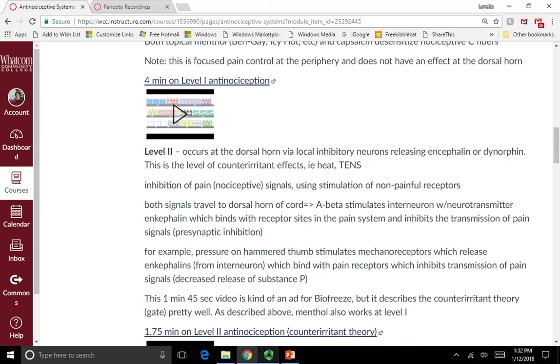Pretty neat, huh? So the pressure on the hammered thumb stimulates mechanoreceptors, those A-betas, which cause the interneuron to release enkephalins, which bind with pain receptors, which inhibit transmission of pain signals, and decrease release of substance P, which is also a neuromodulator functioning in pain pathways.